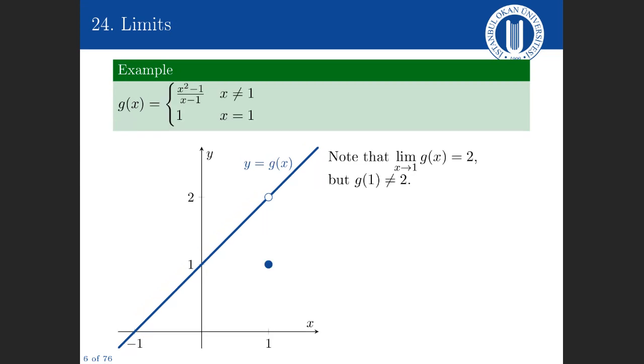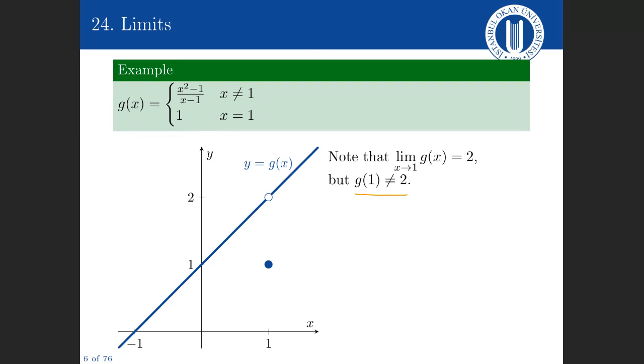Another function, a different function. Now define g to be equal to, this is the same, x squared minus 1 divided by x minus 1, if x is not equal to 1, and we'll define g of x to be equal to 1 if x is equal to 1. We could do the same thing as before. We could calculate values of x close to 1 but not equal to 1. And we could say that if x is close to 1 but not equal to 1, then g of x is close to 2. So we write that the limit as x tends to 1 of g of x is equal to 2. But note here that in this example, g of 1 exists, but g of 1 is not equal to 2.